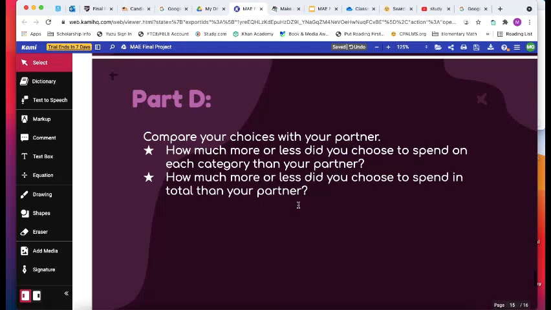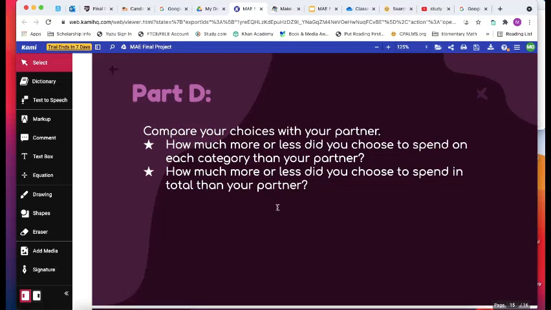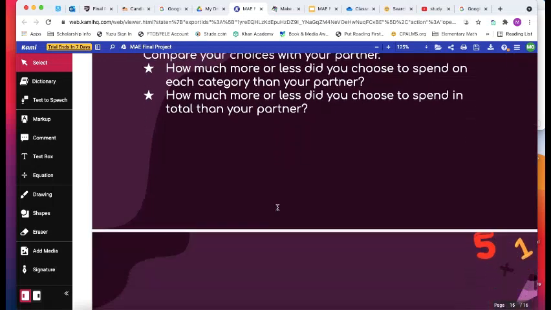Now if we move on to part D, it says compare your choices with your partner. How much more or less did you choose to spend on each category than your partner? And how much more or less did you choose to spend in total than your partner? Now this one we're not going to do because I only did one problem as an example, but when you do it by yourself, you will compare with your shoulder partner. You are not going to go out and pick a partner. We will just use your shoulder buddy.